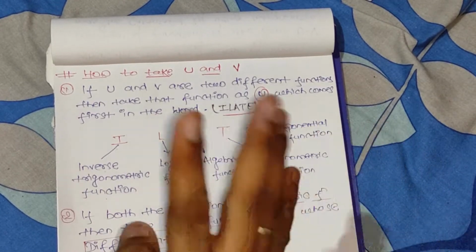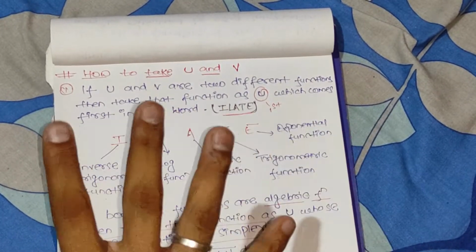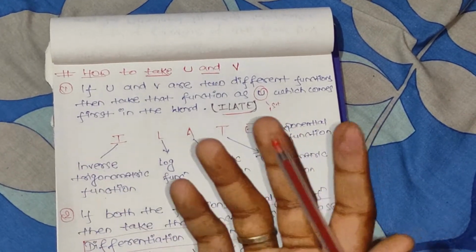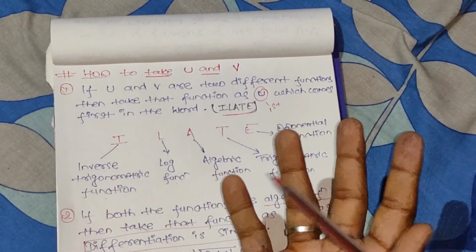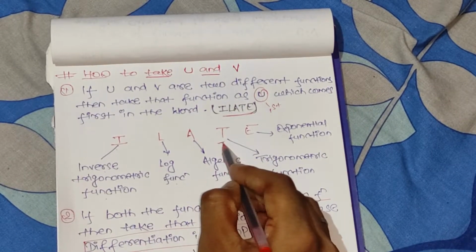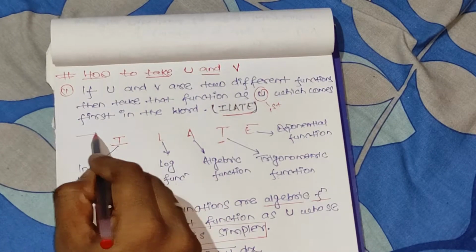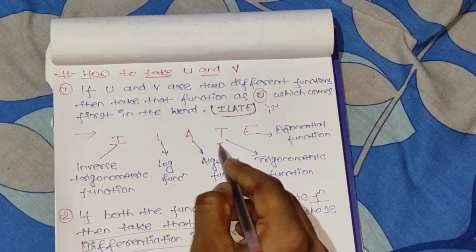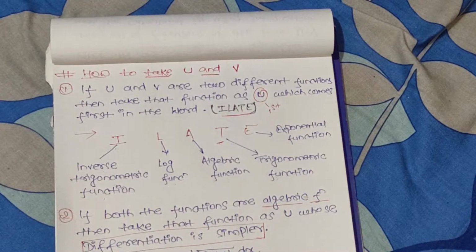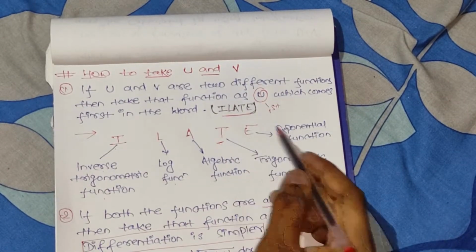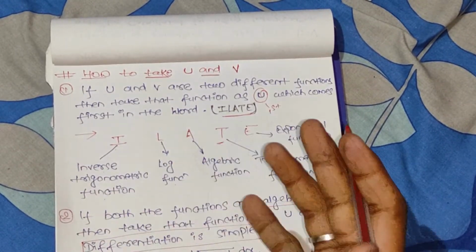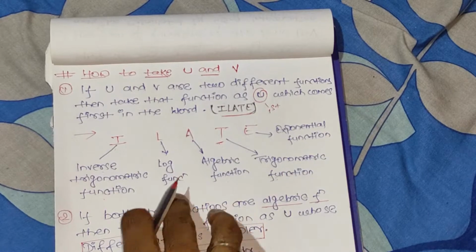Like you have two functions, a trigonometric function and an exponential function. Which function will you take as the first function and which as the second? In this word you can see that the trigonometric function comes first, because we go from this side. So the trigonometric function becomes the first function and the exponential function becomes the second function. This is the word to remember how to choose your first and second function.